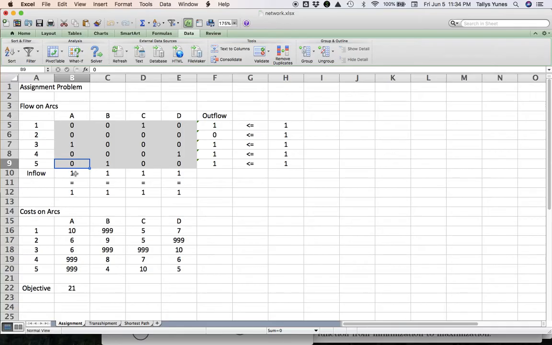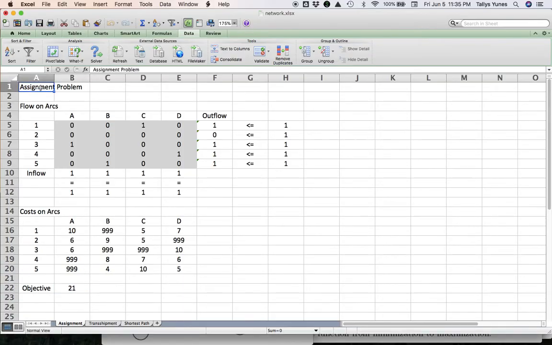Task A, who is doing it? Well, wherever you see a 1, it was worker 3 that sent its service to task A. So worker 3 is doing task A. Task B is being done by worker 5. Task C being done by worker 1. And task D is being done by worker 4. And who is idle? Worker 2, right? Here goes. And it's $21,000 because the cost of worker 3 doing task A is 6, and worker 5 doing task B is 4, and so forth. And that adds up to 21.